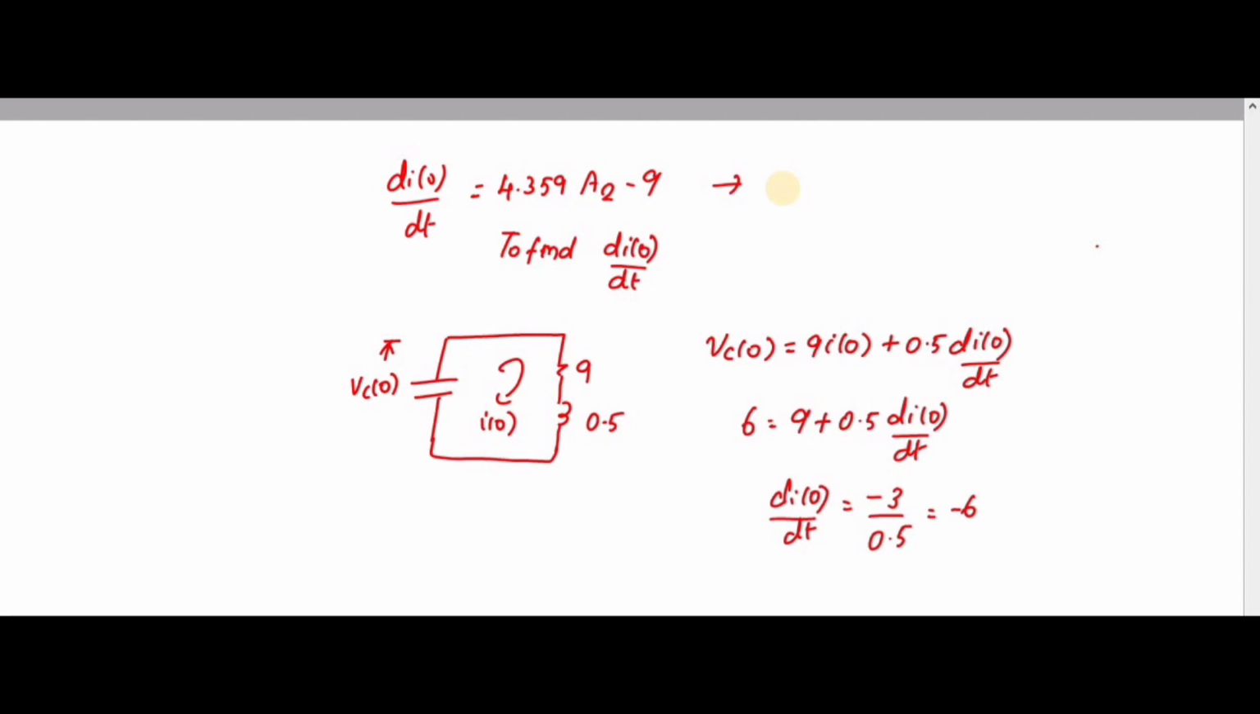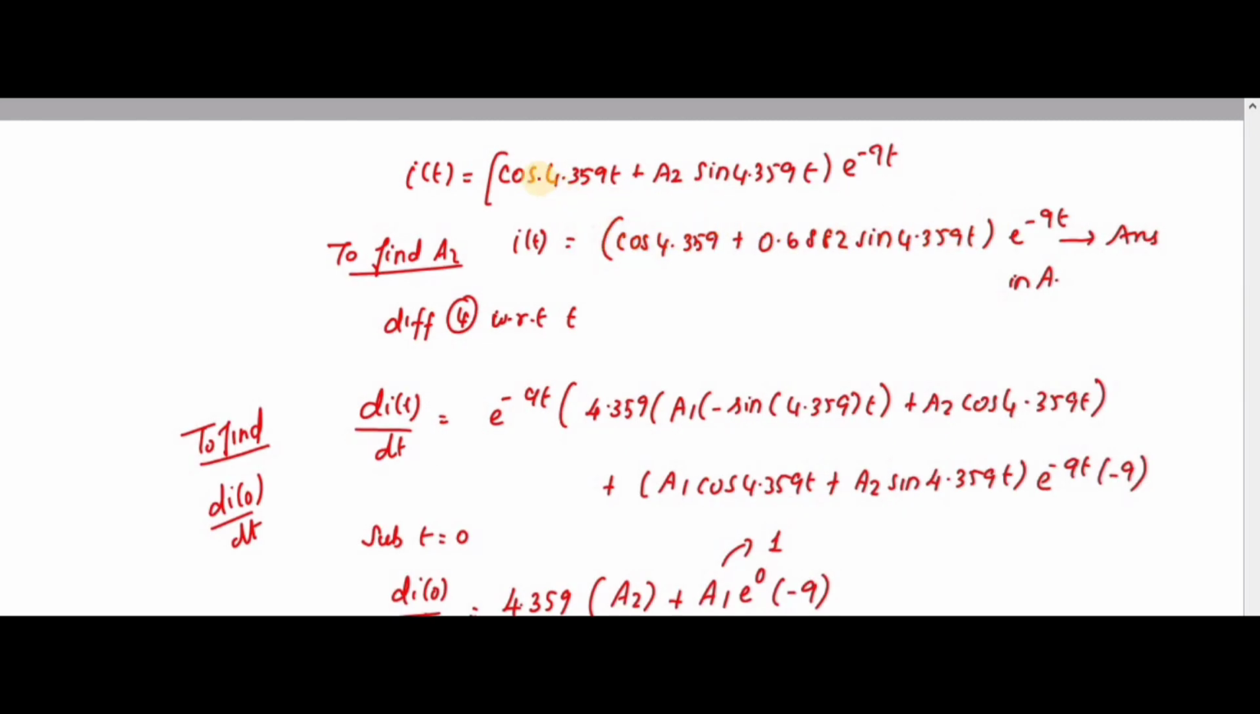So minus 6 plus 9 is 3. So 3 is equal to 4.359 a2, right? So what is the value of a2? A2 is equal to 3 divided by 4.359, which is equal to 0.6882. So substitute that a2 in this formula and you will get this equation. So this is your final answer.